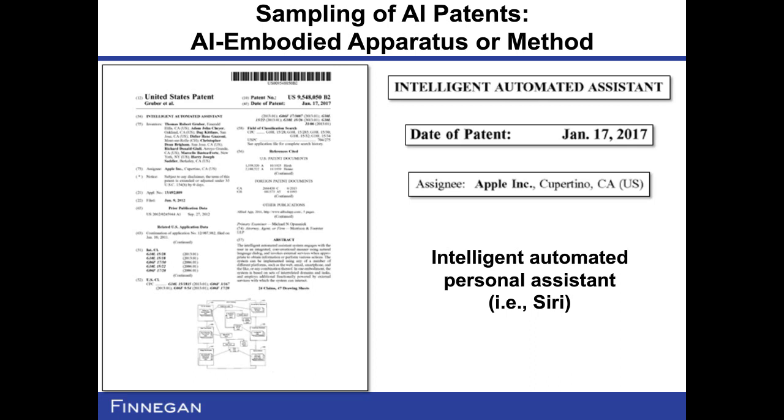And for those who may have seen the recent stories about the IQ tests that were performed for Siri and Google, it's interesting that the IQ numbers have risen over time, and I think they're in the 40s or 50s right now. But this is one of the patents that relates to the Siri technology.